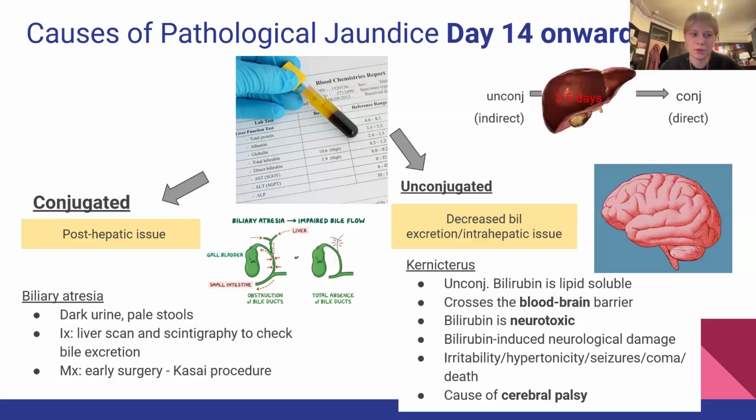So the investigation here would be a liver scan because you're trying to see that stricture and to see if bile is being excreted. You might even use a nuclear dye, in this case to see if it goes through the biliary tree or not. The only management here is surgical, with a procedure called the Kasai procedure. So these are the 2 main issues you need to know about after day 14 if the neonate is still jaundiced. So hopefully that makes sense.